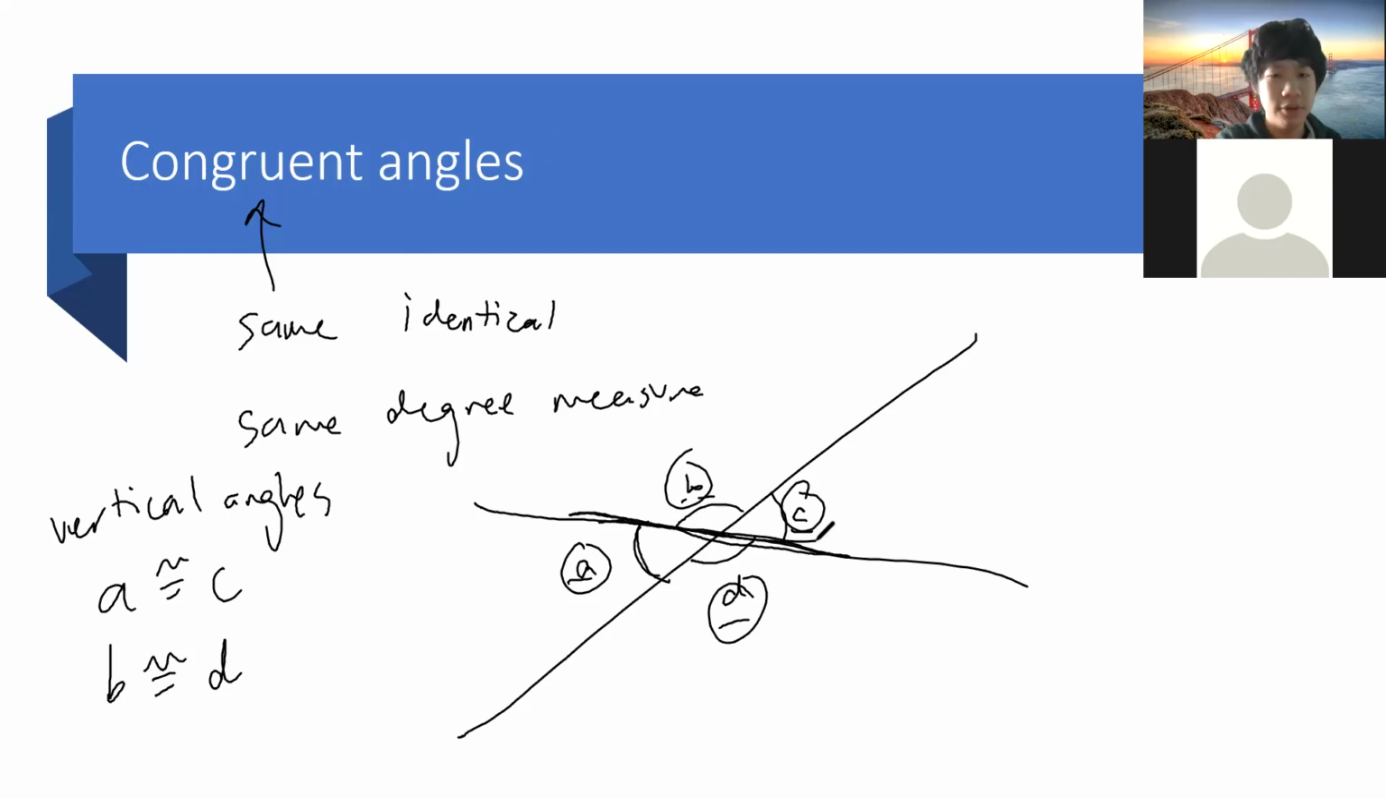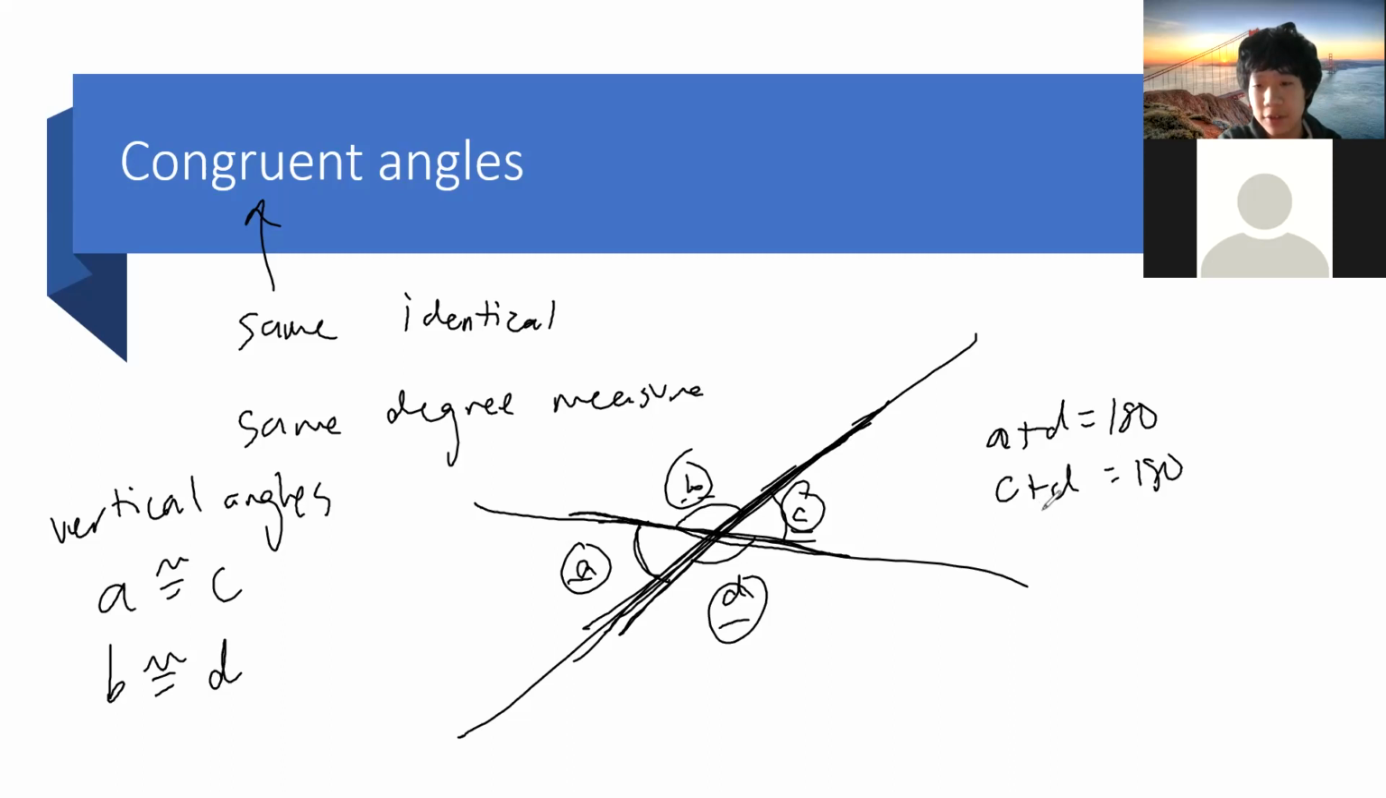So this is how we'll prove that A is congruent to C. We know that A is supplementary to D. This means that A plus D is 180. But we can also see that D is supplementary to C, right? Because they make a straight line, which is 180 degrees. So C plus D is also 180.